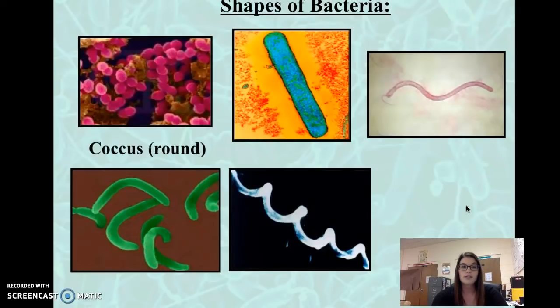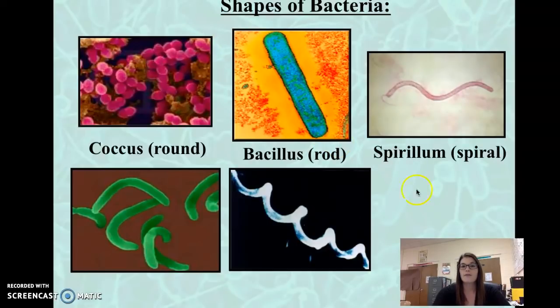So the first type of bacteria we have are coccus, which means round. As you can see, each little bacterial cell, this is magnified under a microscope, is kind of a round circular shape. We also have bacillus bacteria, which are more rod-shaped. They're kind of elongated. We also have spirillum, which are spiral-shaped.